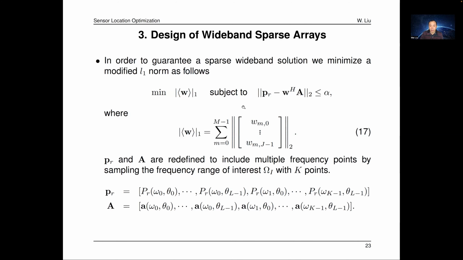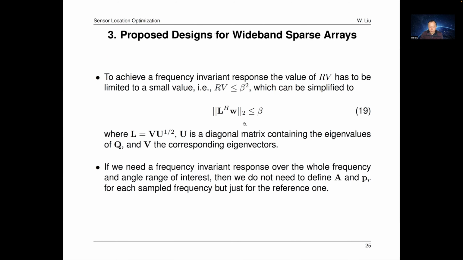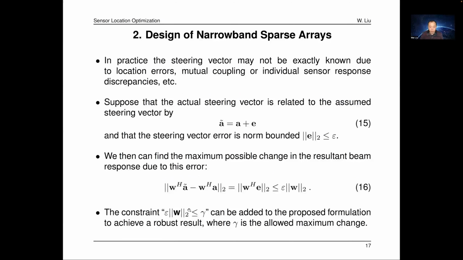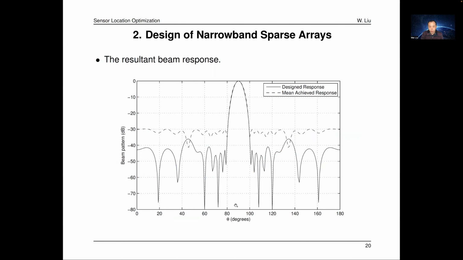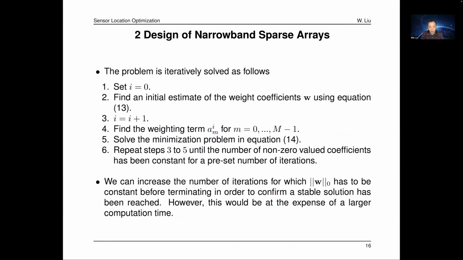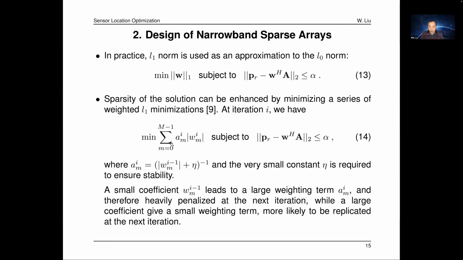Certainly, for a robust design, you can also add the norm constraint. So you can add this constraint to achieve a robust design. And you can also modify this with a weighted L1 minimization to enhance the sparsity of the result.